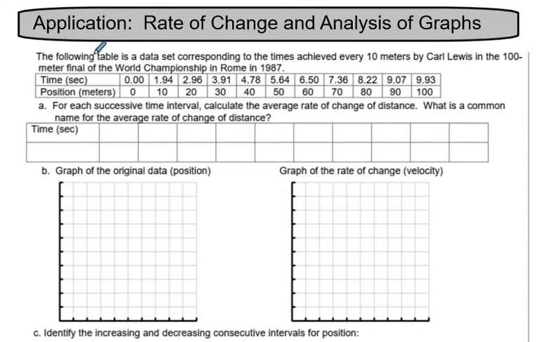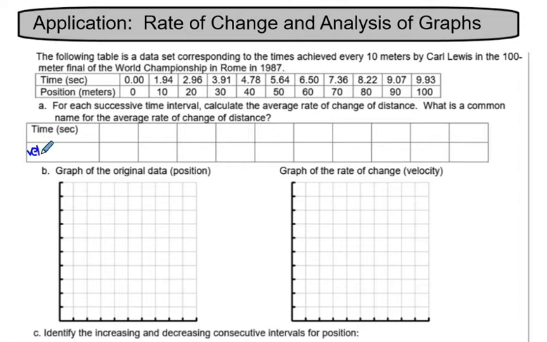All right, so let's take a look at what the problem is asking. The following data is a data set corresponding to the times achieved every 10 meters by Carl Lewis in the 100-meter final of the World Championship in Rome in 1987. So these values are given to you, and you're going to graph them here. And then for each successive time interval, calculate the average rate of change of the distance, and then what is a common name for the average rate of change of the distance? Well, the common name for the average rate of change of distance is velocity.